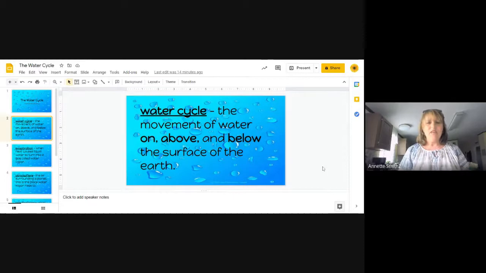Water cycle, the movement of water on, above, and below the surface of the earth. Let's talk about those positional words on, above, and below. That's important. We're going to learn even more about how water moves in those places.